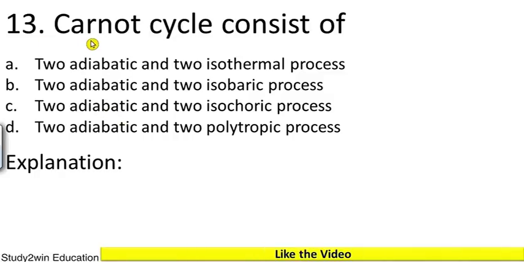Question number 13. Carnot cycle consists of what? Carnot cycle consists of 4 processes. One is an isothermal process, then an adiabatic process, then again an isothermal process, and then an adiabatic process. This is isothermal expansion, adiabatic expansion, isothermal compression, and adiabatic compression. So 2 adiabatic and 2 isothermal. Option 1, that is A, is the correct one.